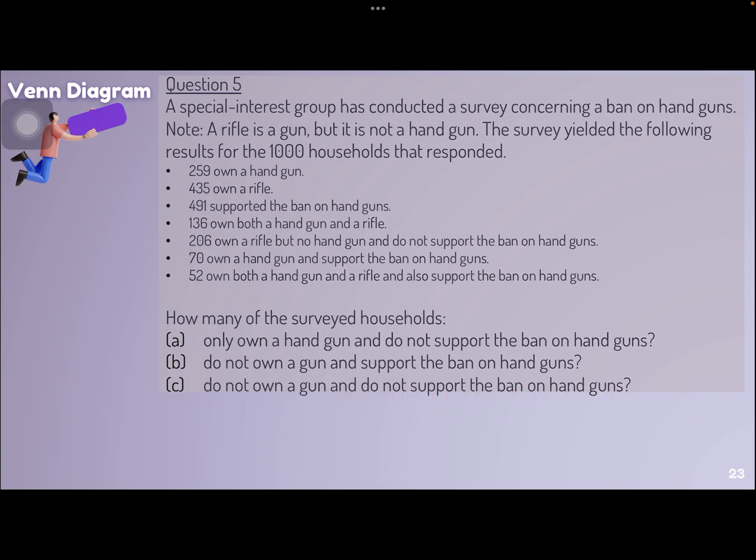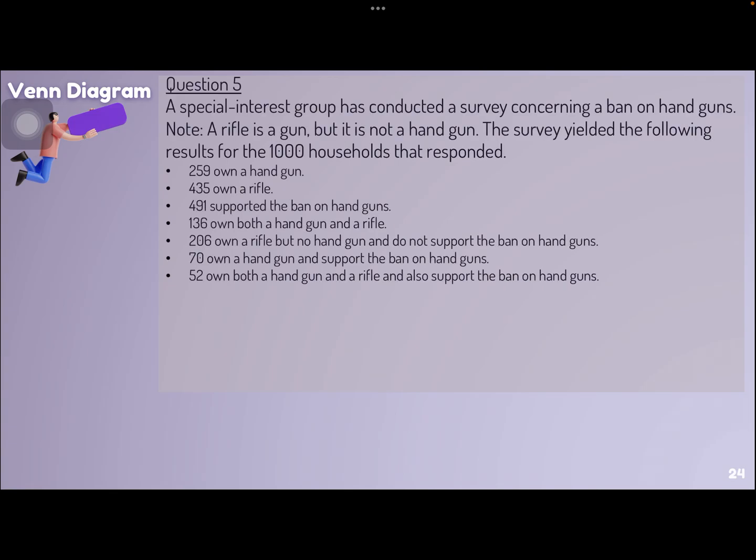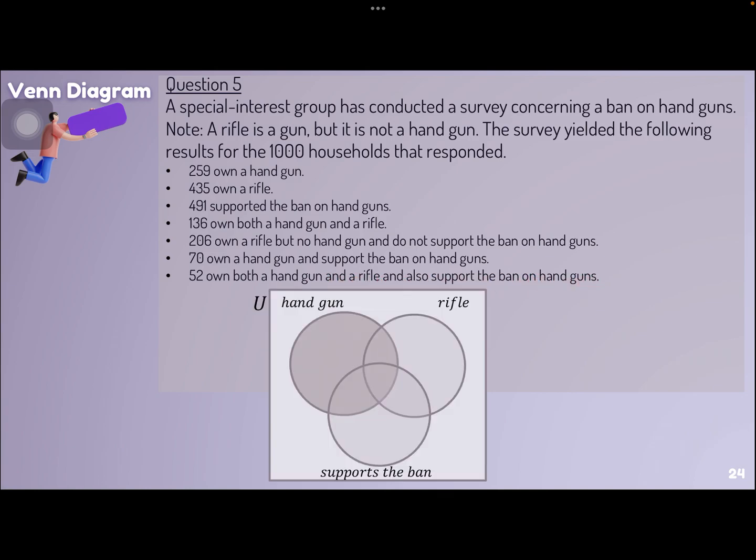So here, these 52 who own both a handgun and a rifle and also support the ban on handguns is giving us the key to start this Venn diagram, because that value goes here. Okay, so this is already used.